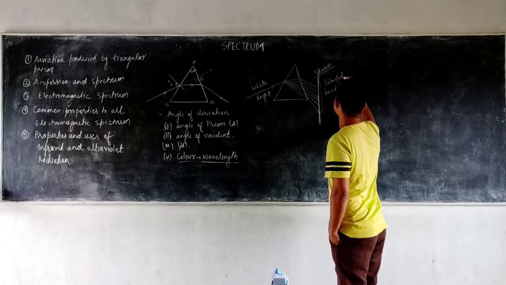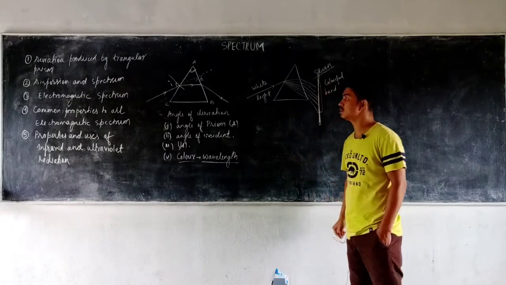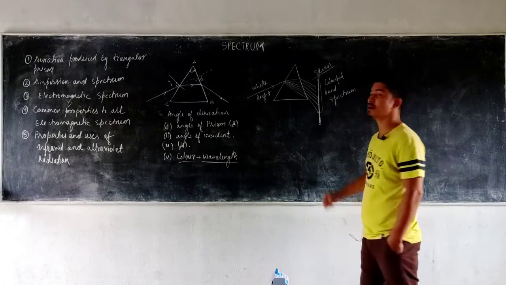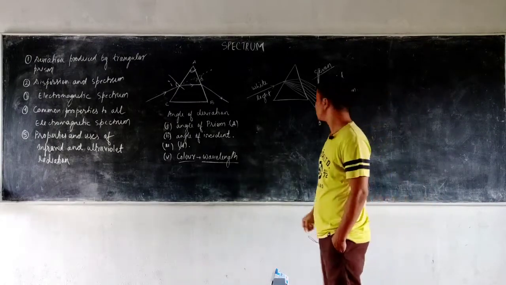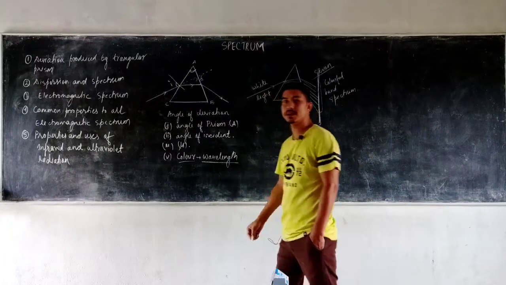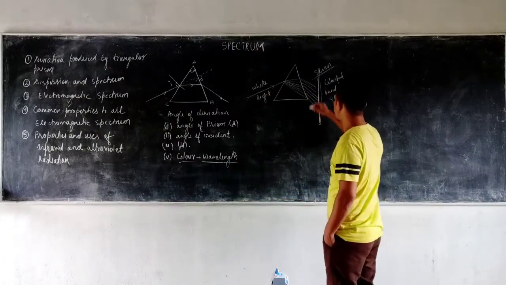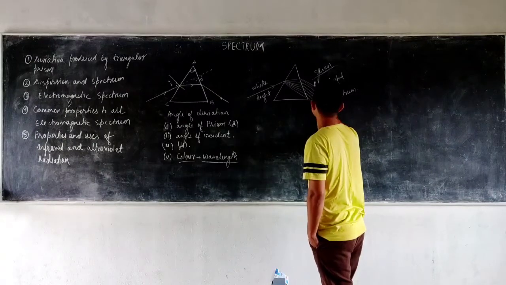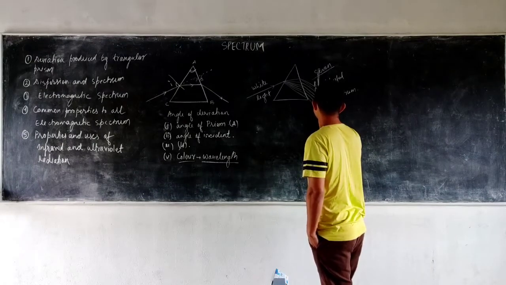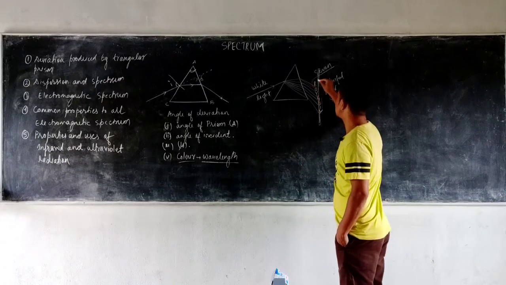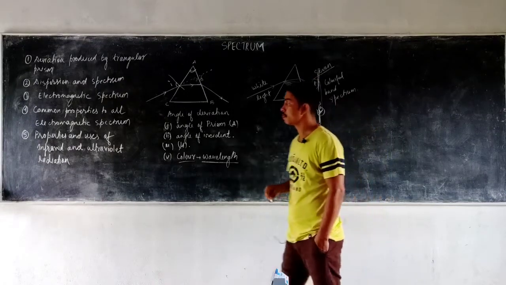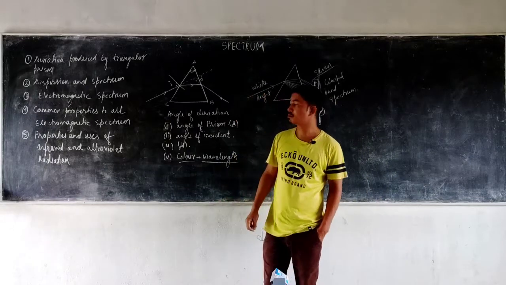So, the colorful band that we obtain on a screen is known as a spectrum. It just appears like a rainbow with 7 colors. Now the order of the 7 colors: since the red deviates the least, the red will be at the top. So you can remember it like R, O, Y, G, B, I, V. The red deviates the least and the violet deviates the most. So that is what dispersion and spectrum are.